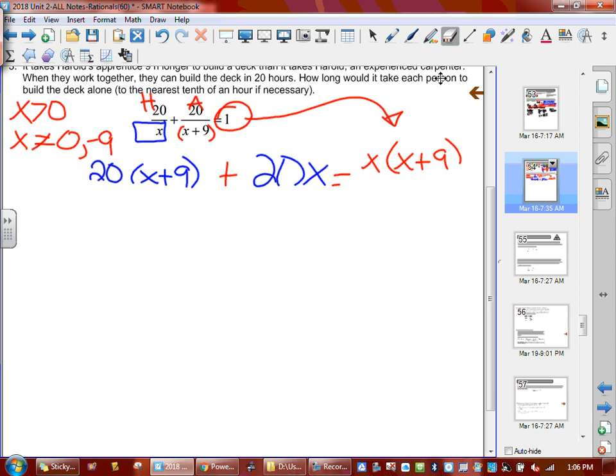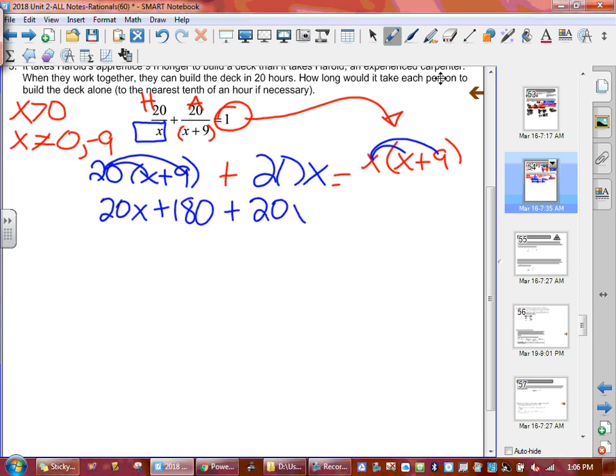There it goes. Bye-bye. Okay. Now we've got to get rid of brackets. So we're going to multiply into both sets of brackets that we see. Okay? So that's going to give us 20x plus 180 plus another 20x equals x squared plus 9x.